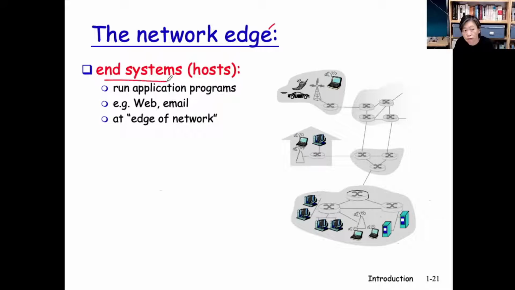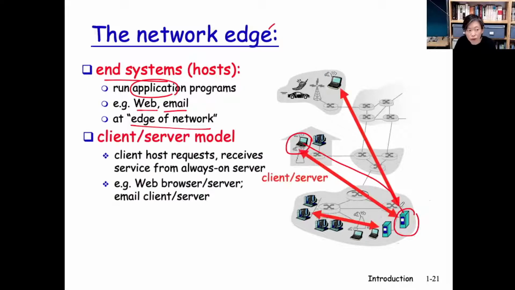So essentially, we have lots of these end systems running applications at the edge. Two very dominant examples, web and email. For example, this guy here, a laptop. This guy here, a server. Usually servers are higher-end machines having more computation power or a higher amount of storage. So a web browser will be talking to a web server requesting a web page. That is called the client-server model, where the client requests and receives services from the server.